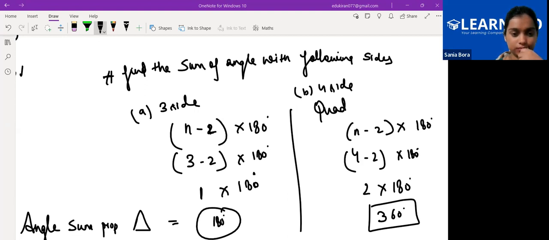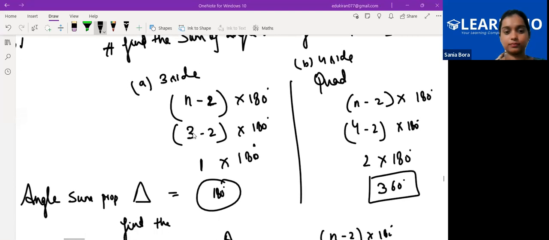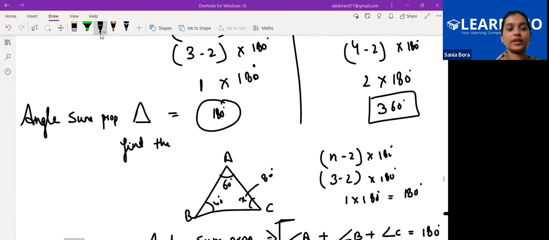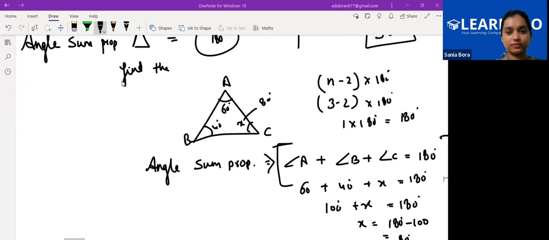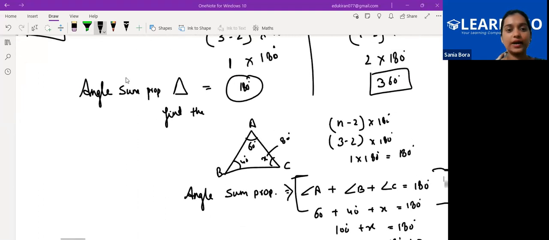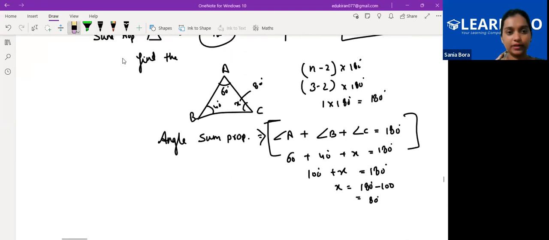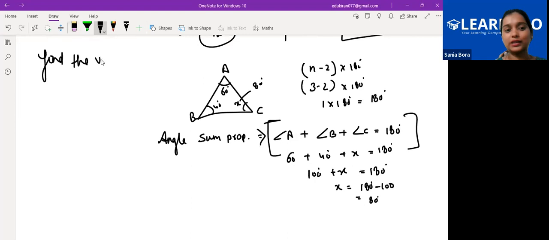Done, ma'am. Okay, everybody finished? Should we move to the next? Yes, ma'am. Okay, now you will put the next heading: Find the value of x. What will you write? Ma'am, can we write find x? Find the value of x is the correct statement.